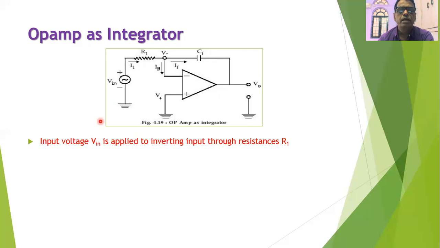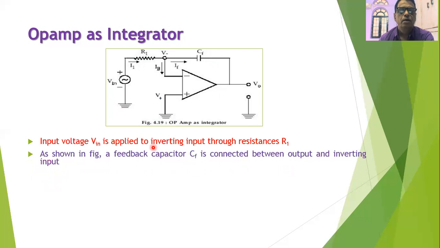Input voltage Vin is applied to the inverting input through the resistance R1. And in this circuit, we are making use of a feedback capacitor, which is connected between the output and inverting input. Non-inverting terminal of the operational amplifier is grounded, and therefore this operational amplifier is a closed loop operational amplifier and it is operated in inverting mode.